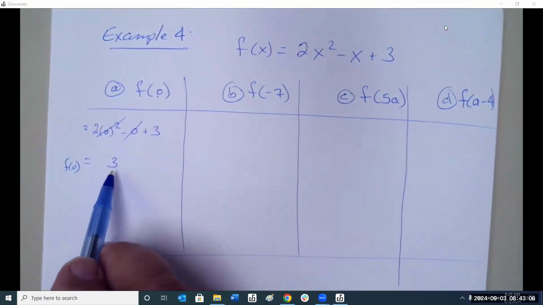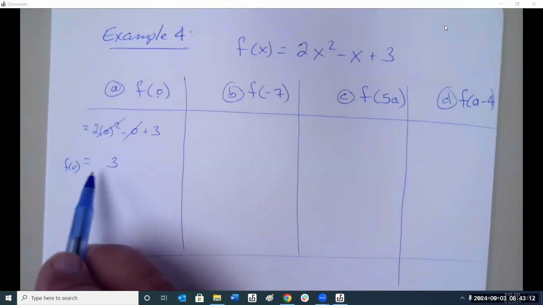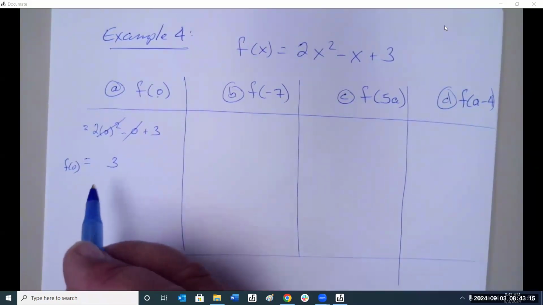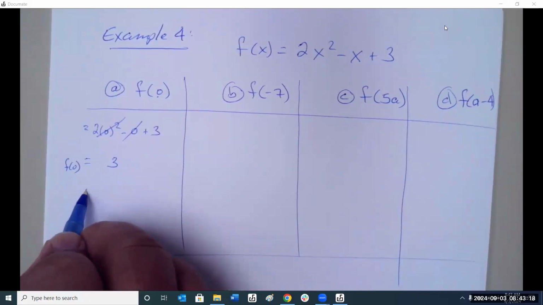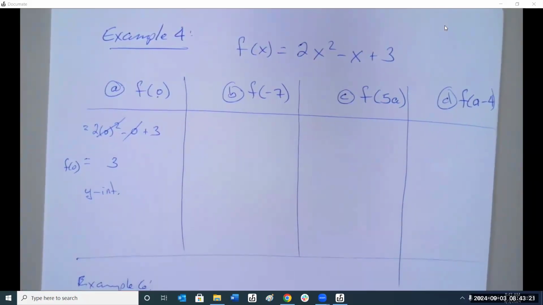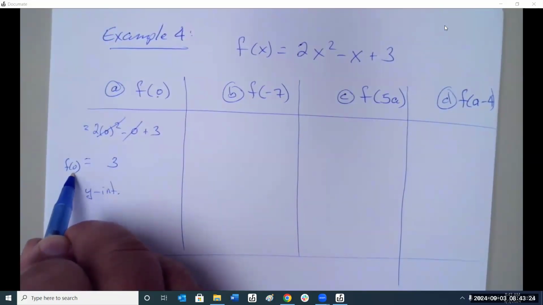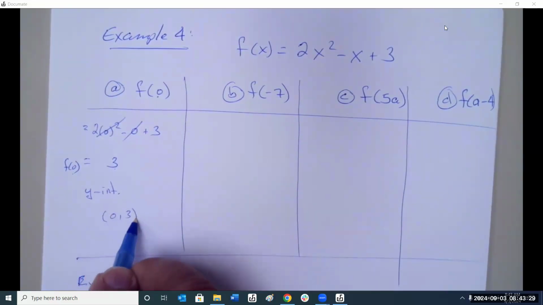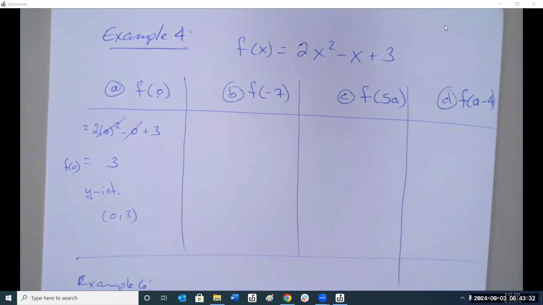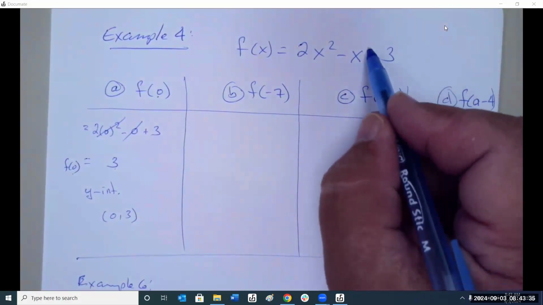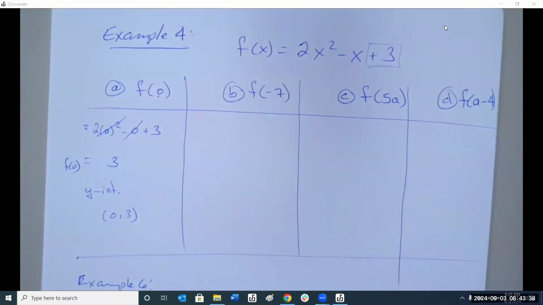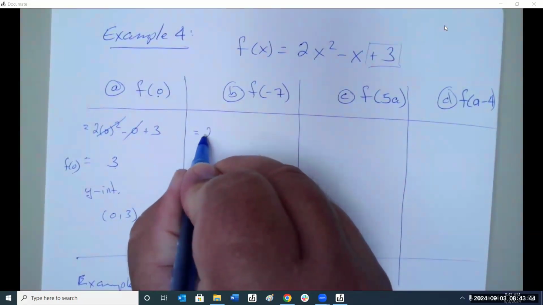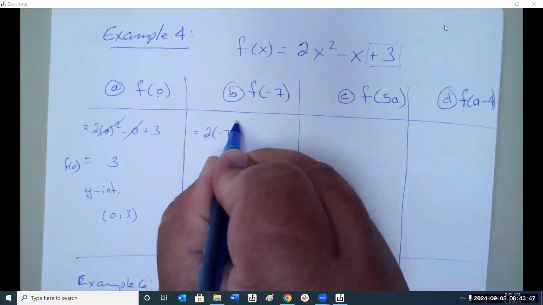So what's this number called here? It is a solution, but in this context here, it's the y-intercept, because remember y-intercept, you set x equal to 0. Whatever you get there is your y-intercept. So the y-intercept is at 0, 3. The y-intercept is always the constant number of a function. Okay, now I put -7 in there.